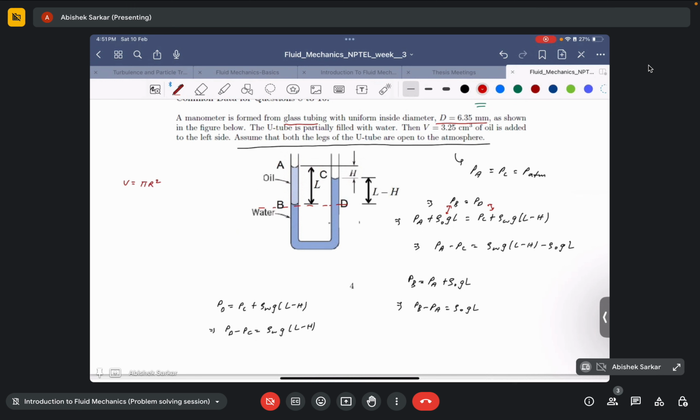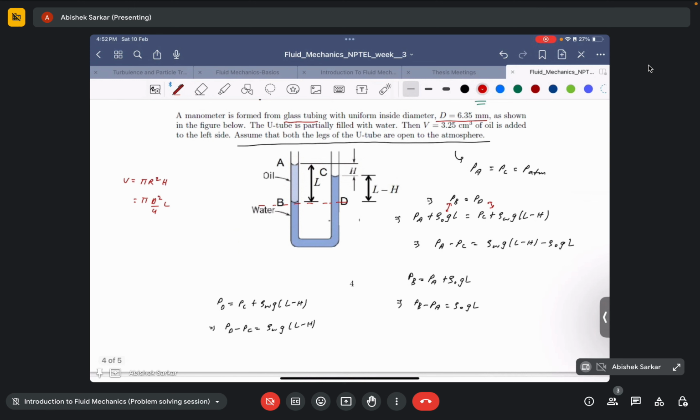Sir, pi r cube h. Pi r square h. Yes, right, pi r square h. Since r is not given, let us write pi d square by 4 into h, right? And instead of h, let us just write l, because h is equal to l in this case, correct? Yes, sir. Now, since we know all the terms except l, we can directly find l from this expression, right?